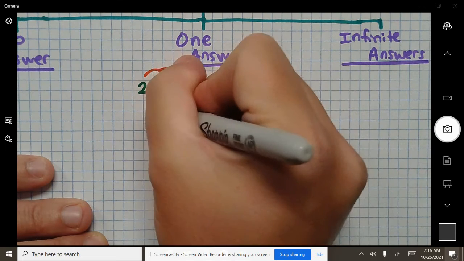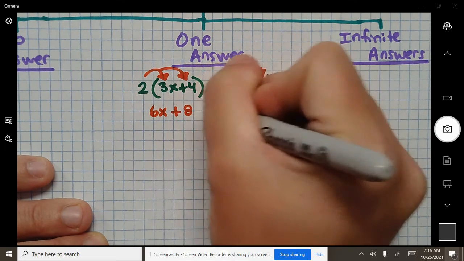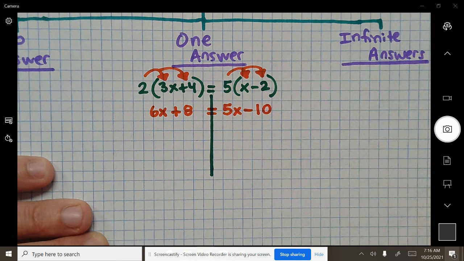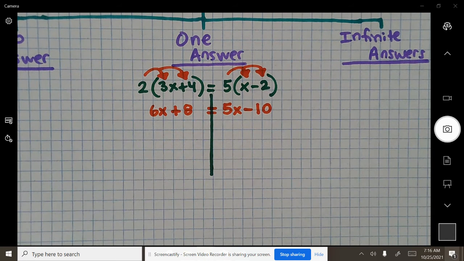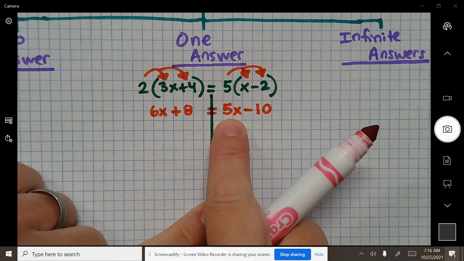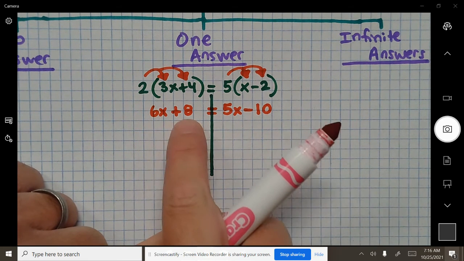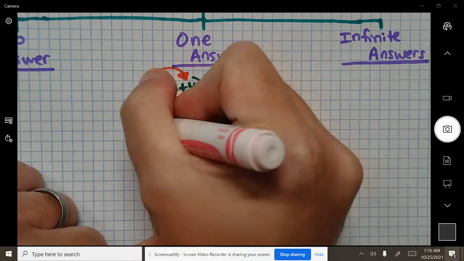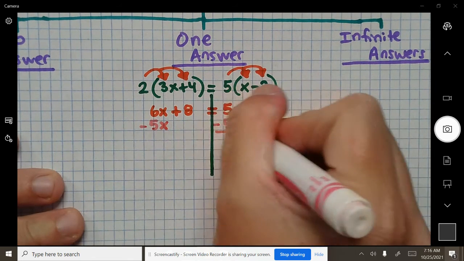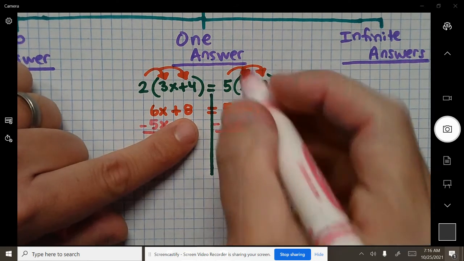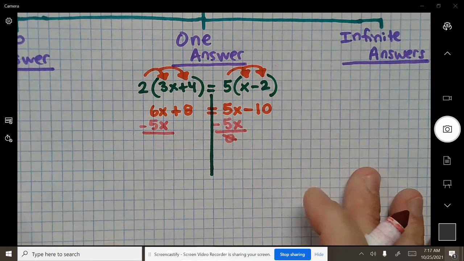So you're going to get 6x plus 8 equals 5x minus 10. Okay, now the next step, I'm going to do it in a different color so you can see. The next step would be to go ahead and move over your variables. Remember, we want all our variables on one side and all of our constants on the other. We're going to subtract 5x to both sides. When we do this, let's be very careful here. When we do this side here, we're just going to put that there to kind of cancel it out, right?